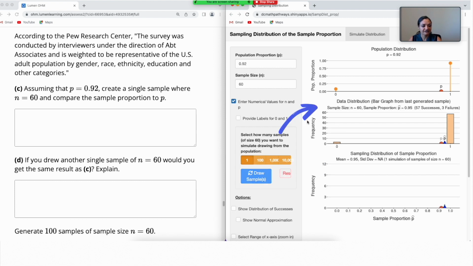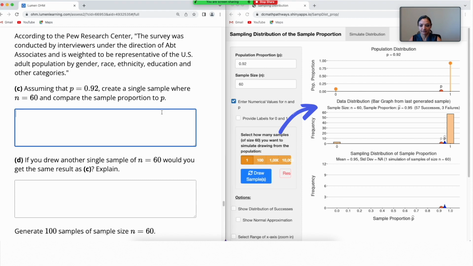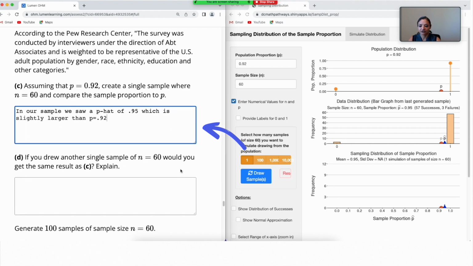Well, in our particular sample, we get that p hat is 0.95, which is slightly bigger than the population proportion. So let's write that down. So in our sample, we saw a p hat of 0.95, which is slightly larger than p, which equals 0.92. Let's look at the next one.